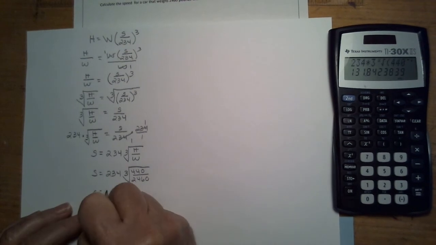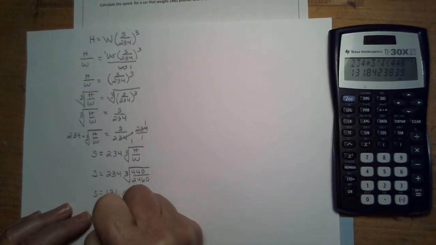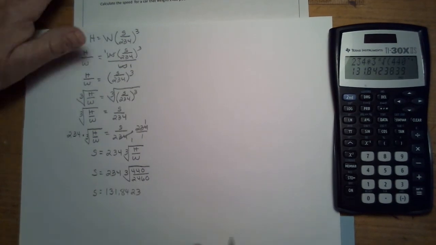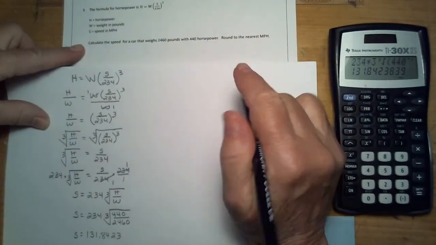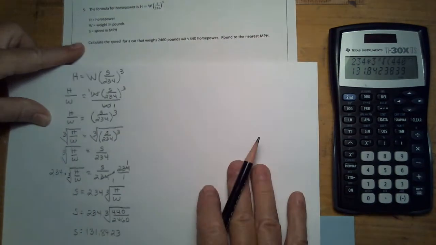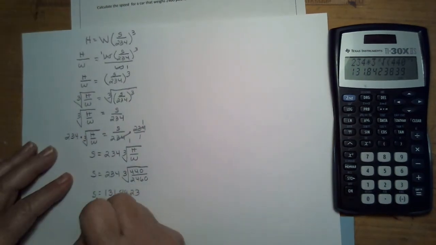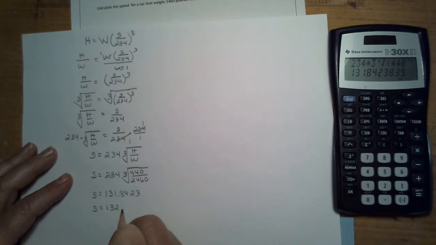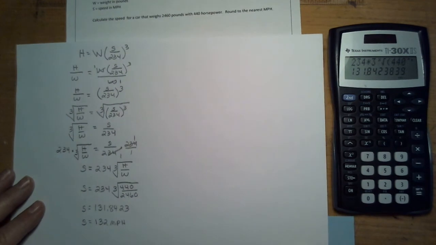So I get 131.8423. You know how I like to take it out 4 places. And the directions on my problem say round it to the nearest mile per hour. Well, I can do that pretty easily. S is equal to 132 miles per hour.